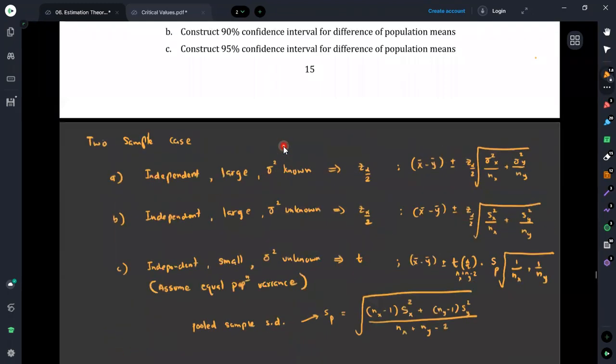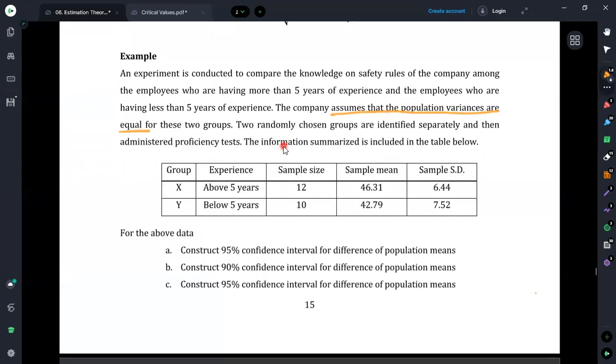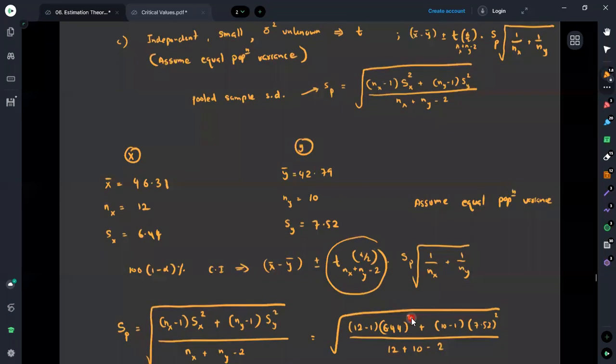Therefore, this is how we construct a confidence interval for independent samples.